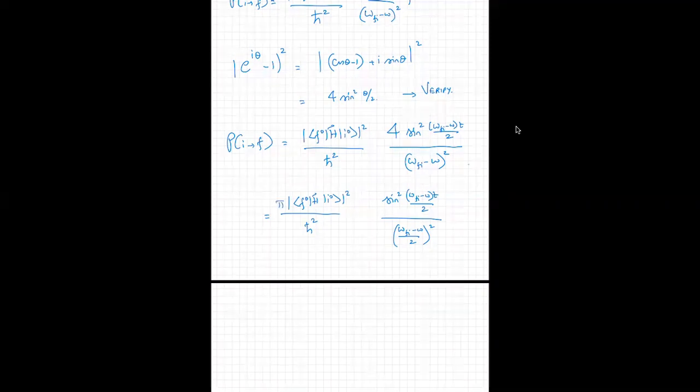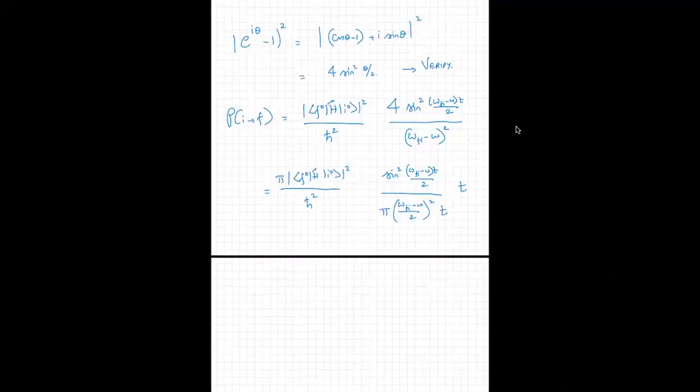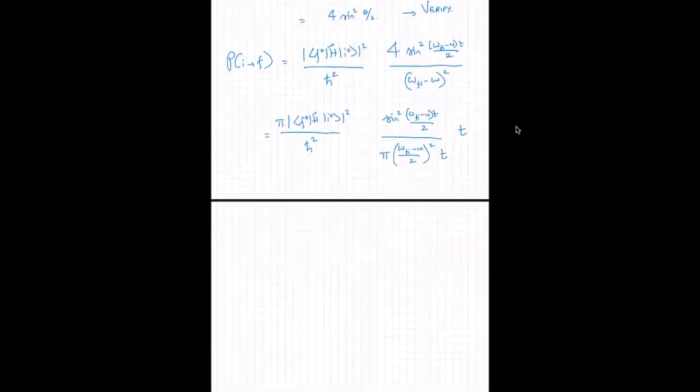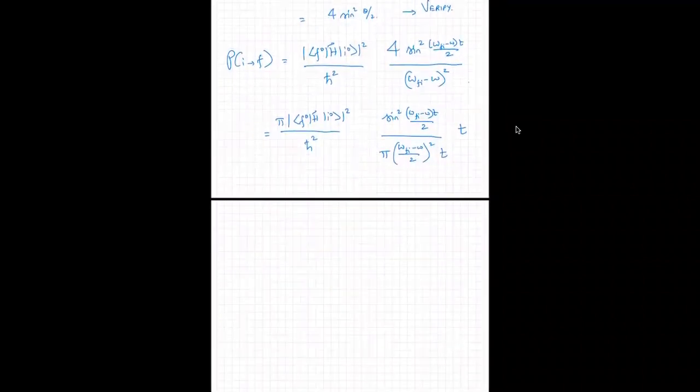So I'll also do one modification. I'll multiply and divide by pi, and I'll multiply and divide by t, the time. The reason I multiply and divide by time is because I want the rate at which this transition happens. In other words, I want the probability per unit time that the initial state goes to the final state, which is basically the rate at which this transition happens.